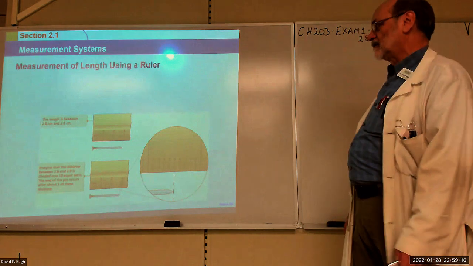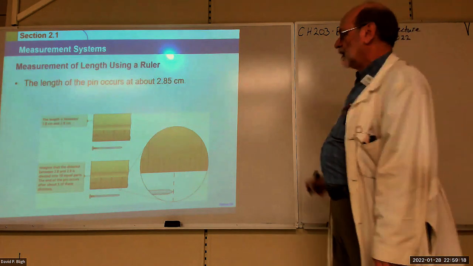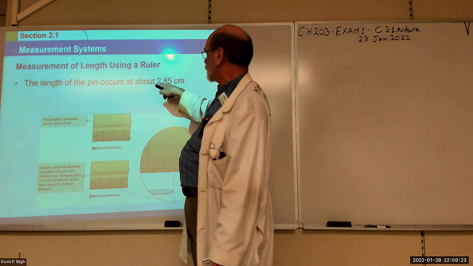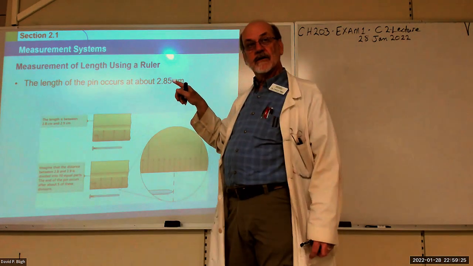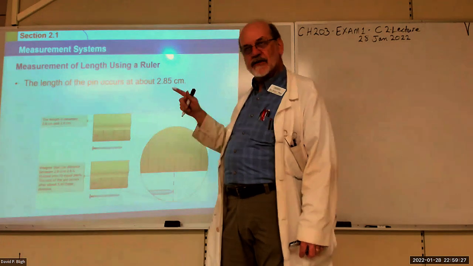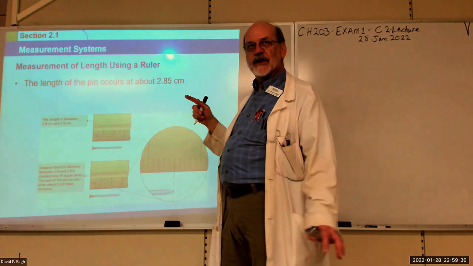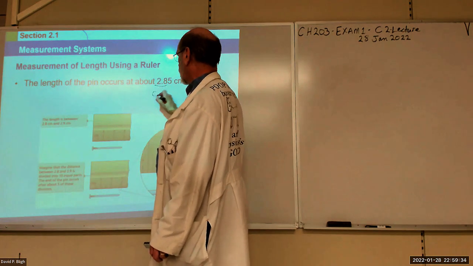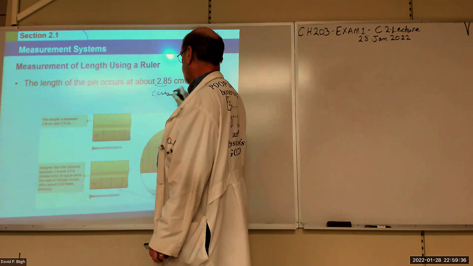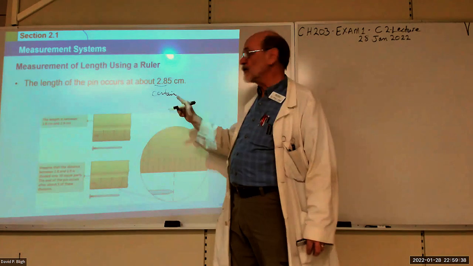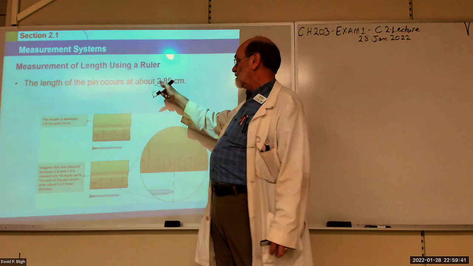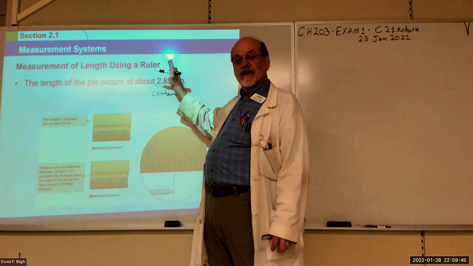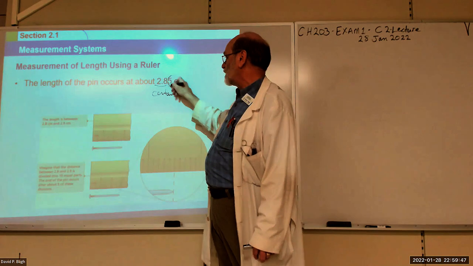And it's really simple. If we say that the length of this pen is 2.85 centimeters, it's understood by every scientist who's not a dunce that these first two from left to right are certain. In other words, there is no uncertainty in these two numbers. It's units of two and tenths. Those are good. The last one is always the uncertain.